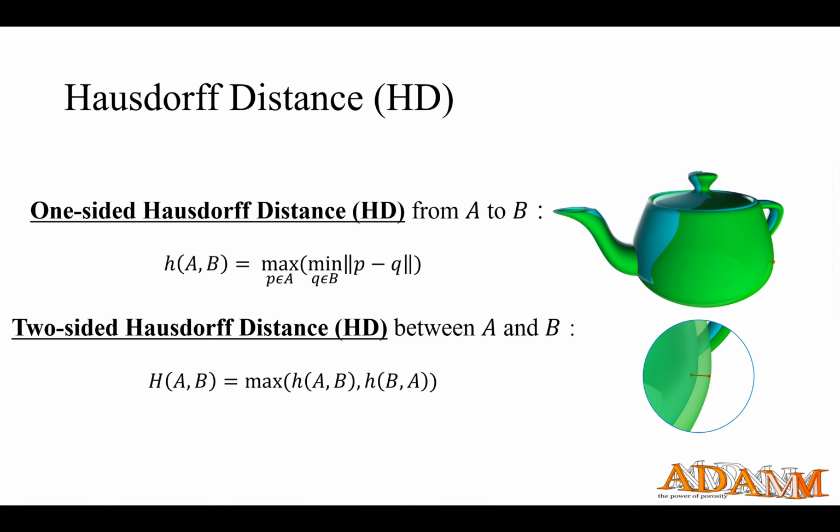Hausdorff distance, or HD, measures maximum deviation between two objects. One-sided HD from A to B is defined by the maximum deviation of A from B. Then, two-sided HD is just the bigger one among the two one-sided HDs. HD is a good candidate to measure similarity or difference between two objects.